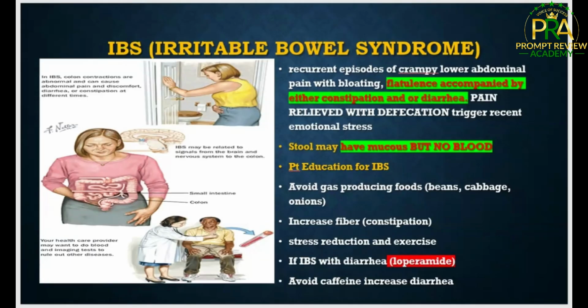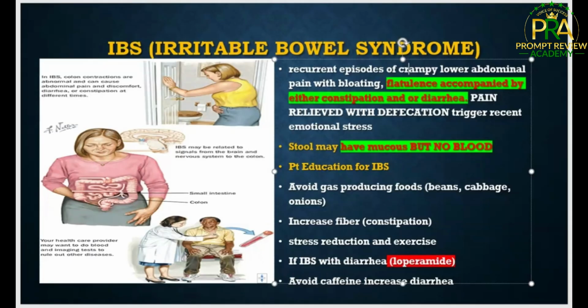And like I said, it's recurrent episodes of crampy lower abdominal pain. Okay, so the patient may have flatulence accompanied by either constipation or diarrhea. So the patient is either having diarrhea or having constipation. Pain can be relieved with defecation. So sometimes when they use the toilet, the pain may be relieved. Okay, and sometimes it might be as a result of emotional stress. So the major thing here is irritation, irritable bowel syndrome.